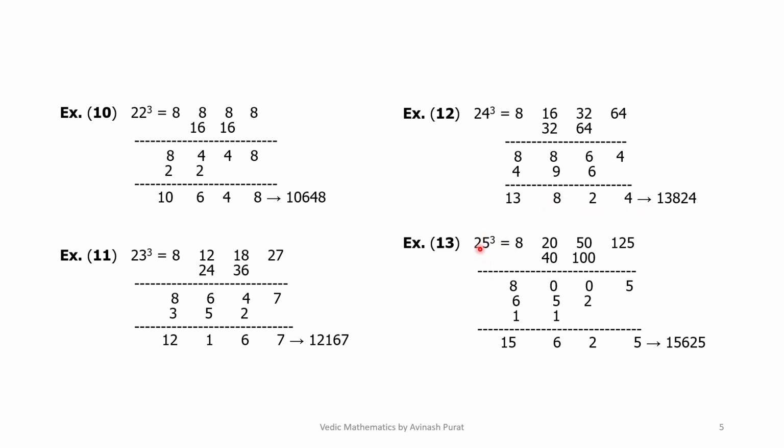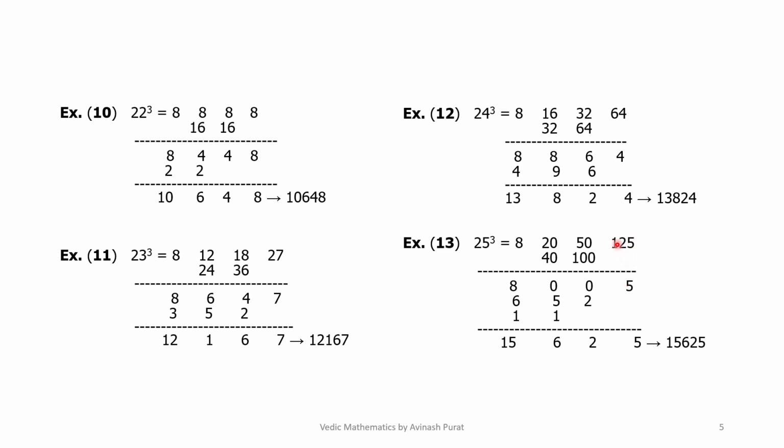25 cube. So the cube of 2 is 8. Now all figures are 2.5 times. 8 multiplied by 2.5 is 20. 20 multiplied by 2.5 is 50. 50 multiplied by 2.5 is 125. 20 into 2, 40. 50 into 2, 100. So we take down the totals.